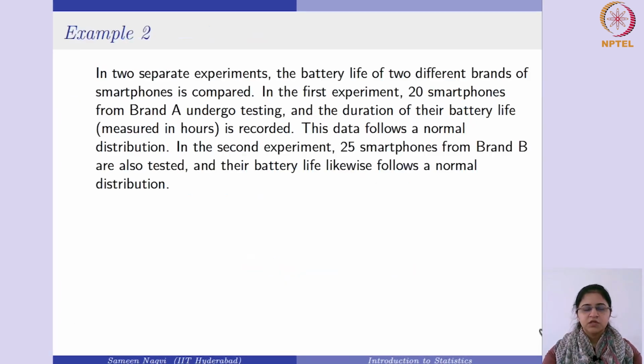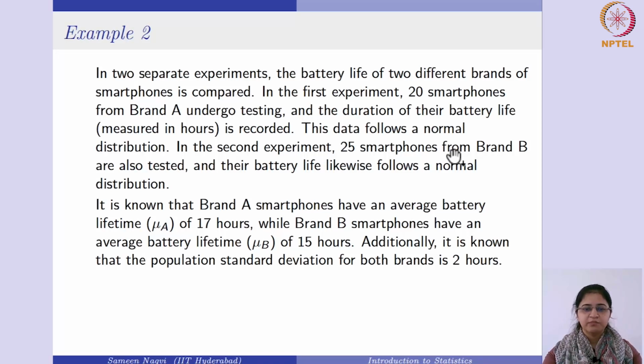Two separate experiments: the battery life of two different brands of smartphones is compared. In the first experiment, 20 smartphones from brand A are tested and the duration of their battery life is recorded. Similarly, 25 smartphones from brand B are tested, and battery life is found to be normally distributed. So both come from normal populations, which is why even 20 and 25 work here. Otherwise, you should have taken sample sizes greater than 30.